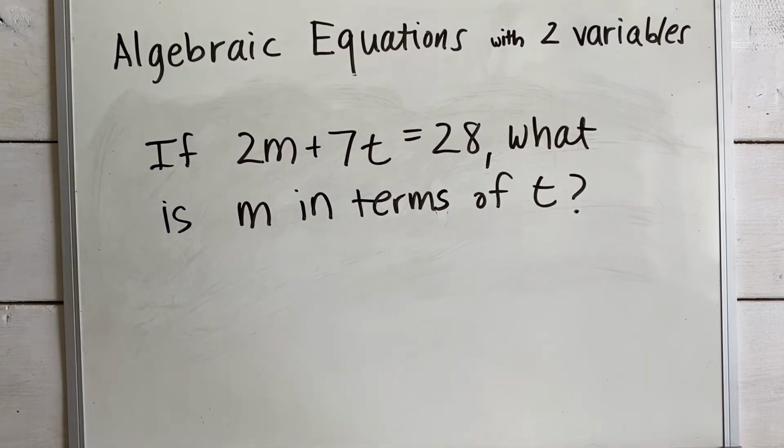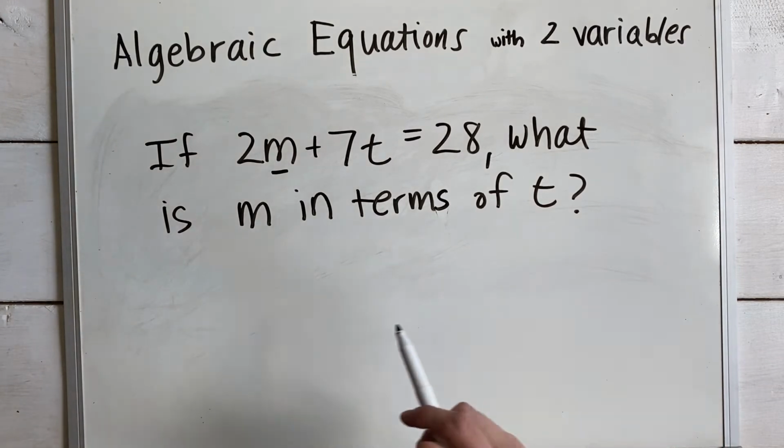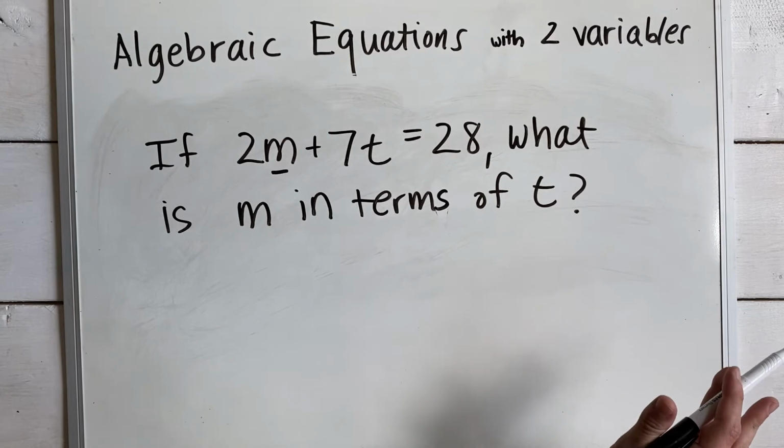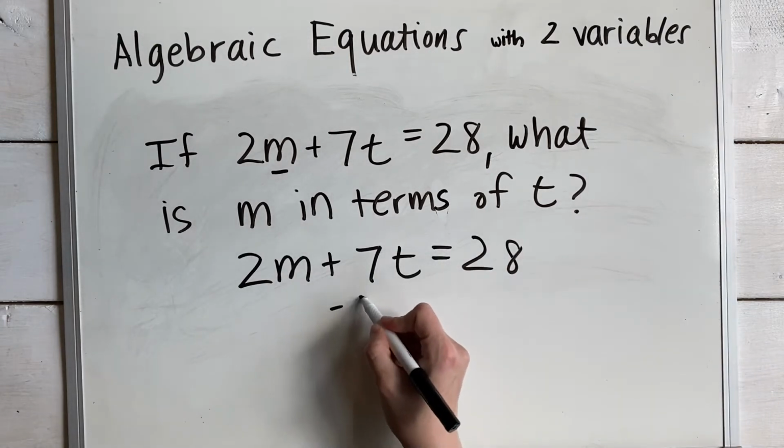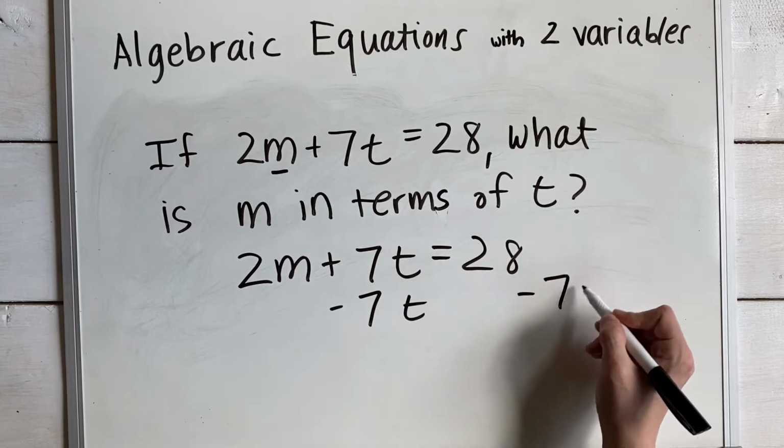But we can still use the algebraic concepts we know in order to solve for one variable in terms of the other. What that really means is we need to get m alone on one side of the equation, and everything else, including t, will go to the other side of the equation. Let's begin. Our first step is to subtract 7t from both sides.